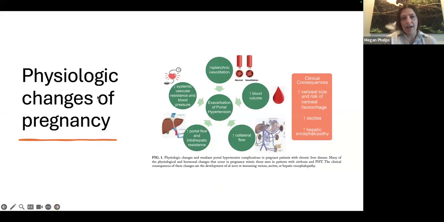Here is just a little bit about the physiologic changes of pregnancy. First I wanted to review the changes that occur in pregnant patients without any sort of liver disease. You have an increased blood volume so that you can get more blood to the placenta and to the fetus. You have increased splanchnic vasodilation, decreased systemic vascular resistance and blood pressure. And then you have increased collaterals and increased portal flow.